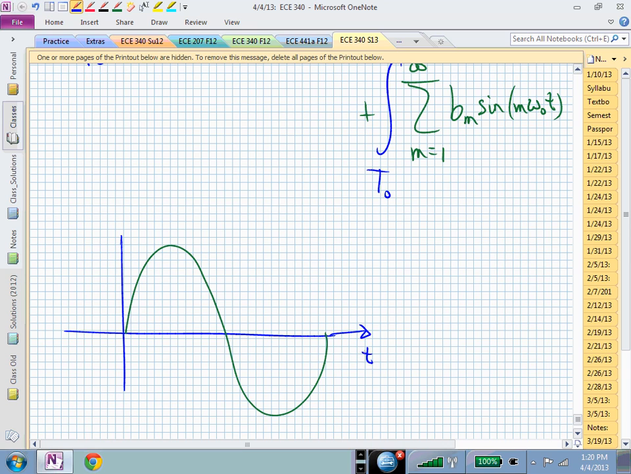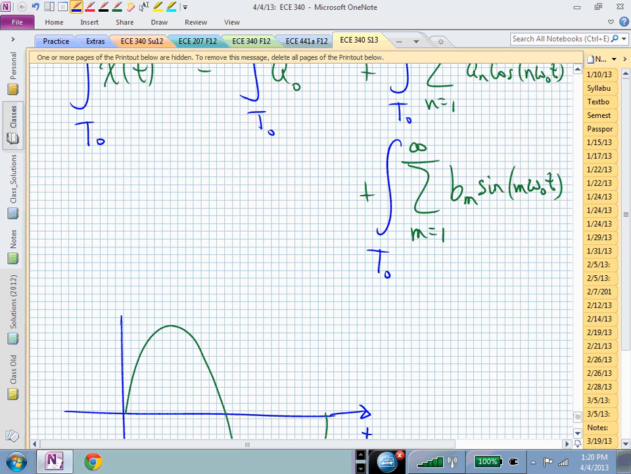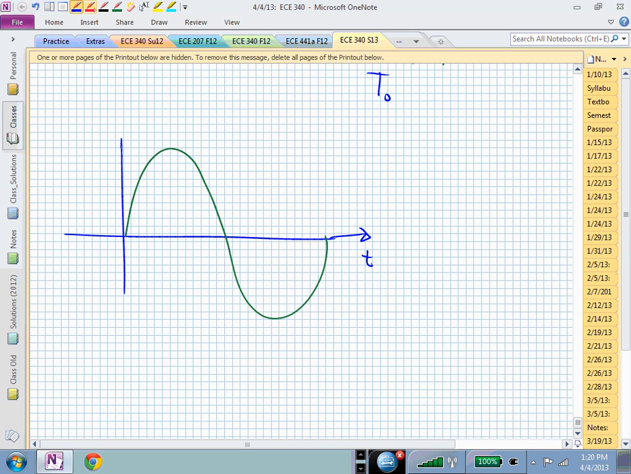And did I draw that to be a cosine or a sine? This is now a sine, isn't it? So this would be the sine of omega naught t if this is my period t naught. If I now integrate that over that one period, I hope it's clear that you have the same amount of area underneath the positive as you do the negative.